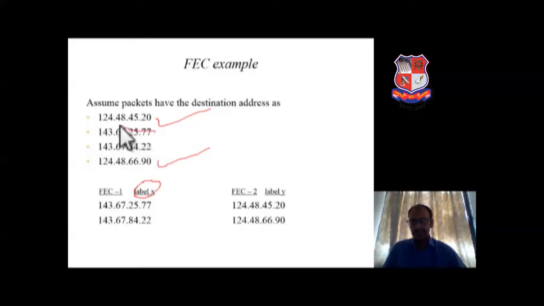So here we have given label X for these 2 which are similar. This is one group I will assign, 143.67, 2577 and 8422. So this is the label X, and the rest of these 2 are also similar in terms of the first 2 octets. That is the prefix line, so we are giving label Y. This is how we are labeling these destination addresses.